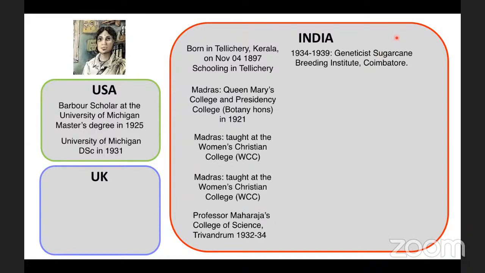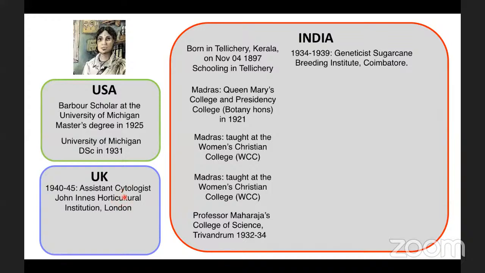And she joined there as a geneticist. She worked there for 4 or 5 years. After that, she was invited and she moved to UK. In UK, she moved to John Innes Horticultural Institution. And there she worked with a very well-known geneticist called Darlington.